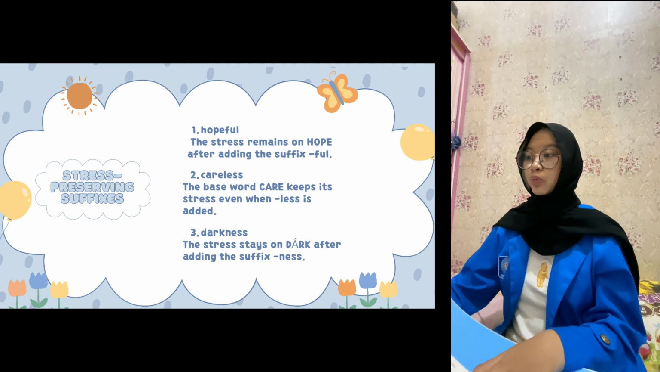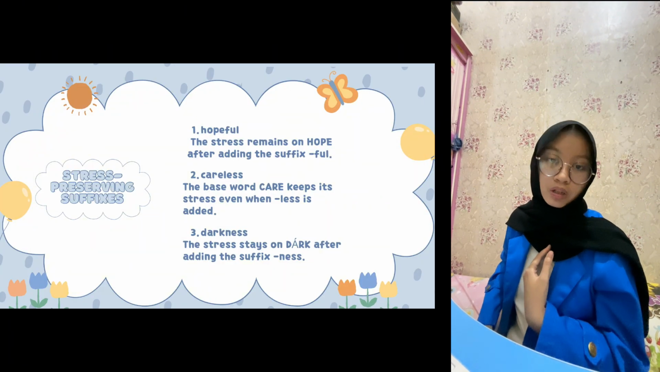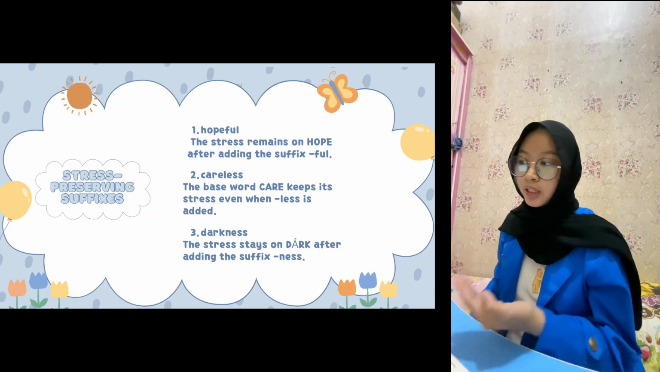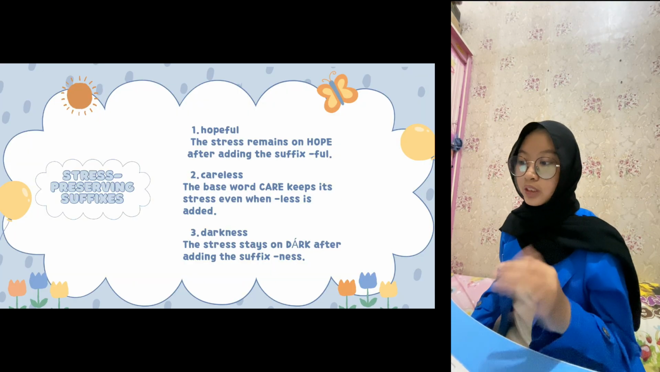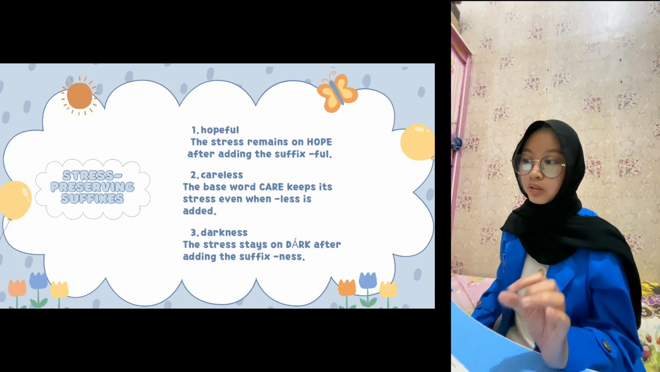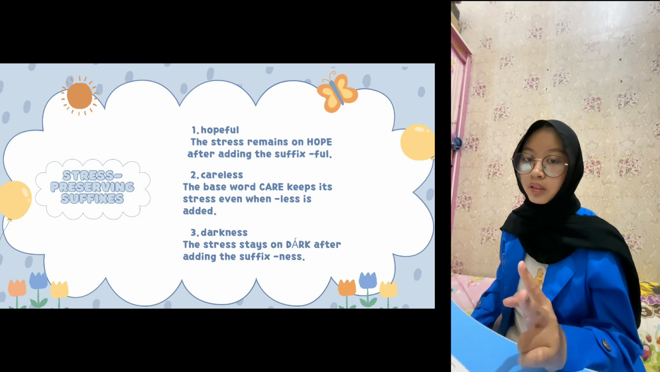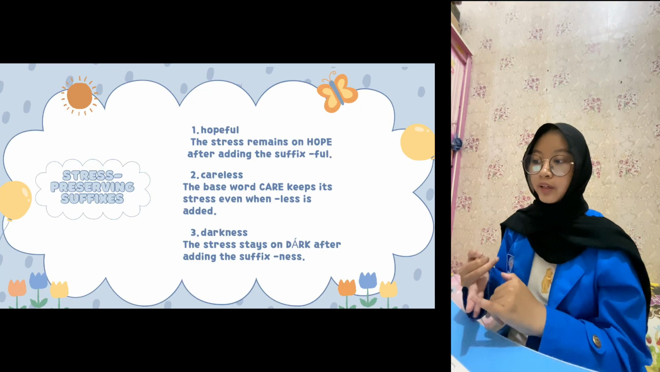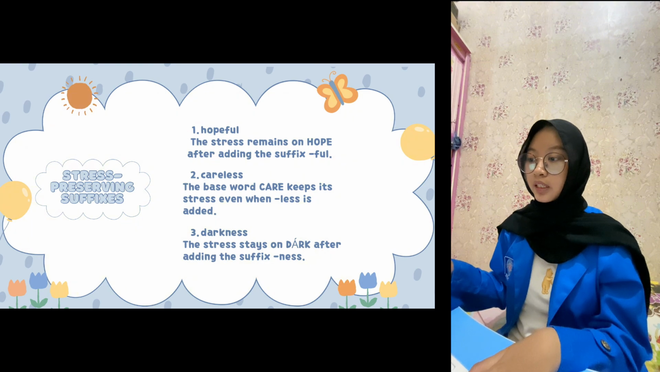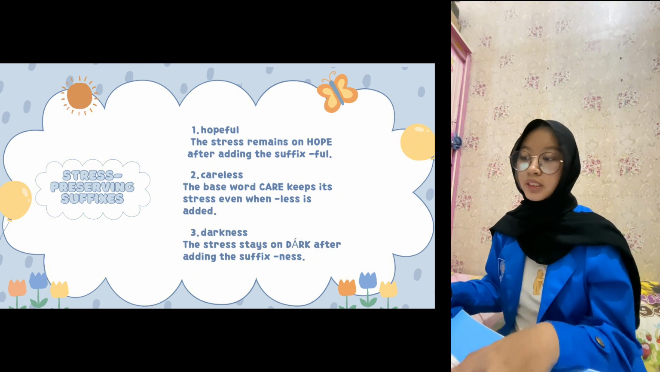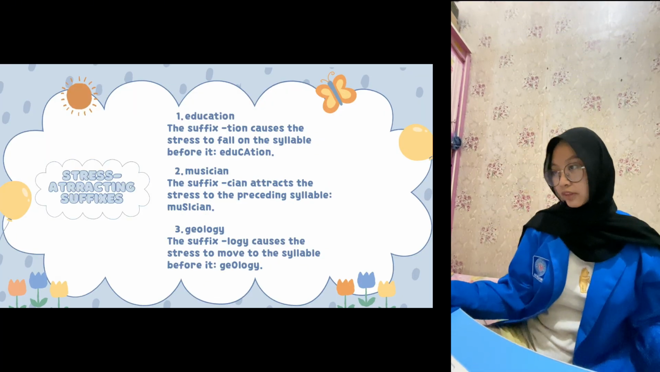The first up is the word hopeful. So stress preserving suffixes basically, like I talked about previously, the stress remains on the base word, which is for the three examples here, hopeful, careless, and darkness. Their stress is still on the words hope, care, and dark, which are their base words. So full, less, and ness are just the suffixes. They don't change any of the stress. And then stress attracting suffixes.